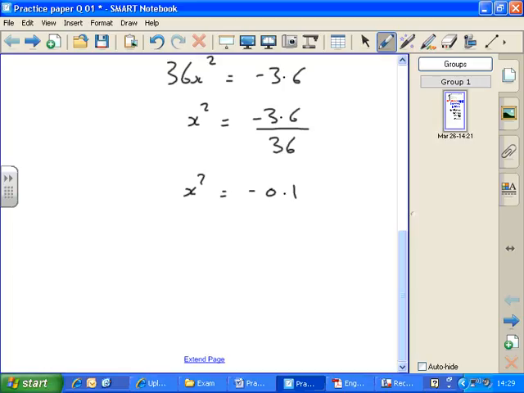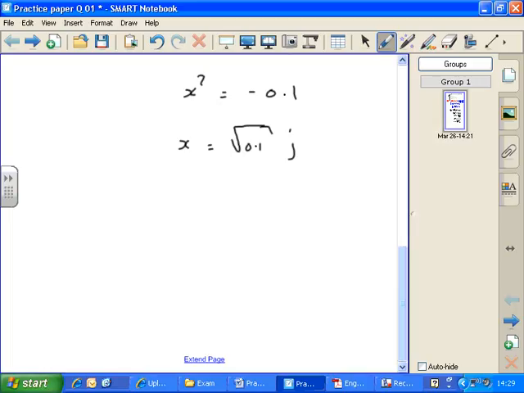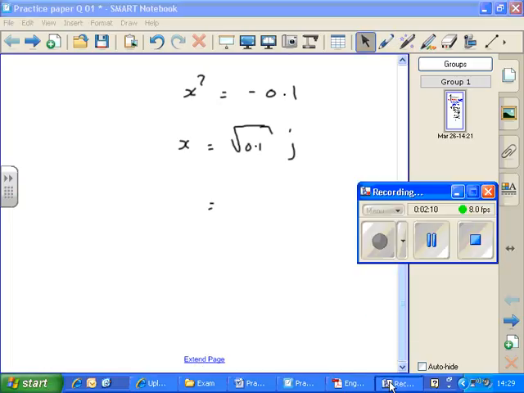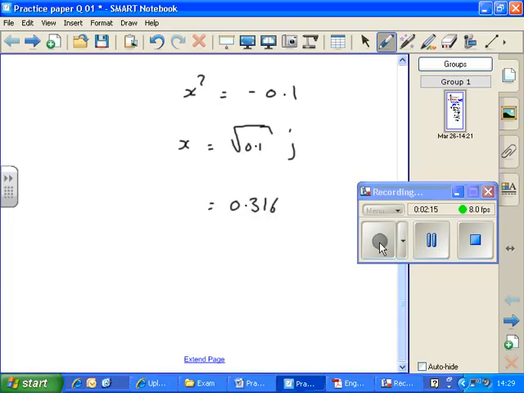So now we need to find the square root of this. I've actually probably set a question that I would normally have made more difficult, because this is going to be a complex solution, isn't it? So this is going to equal the square root of 0.1 j. And so what's the square root of 0.1? That would be 0.316 j.